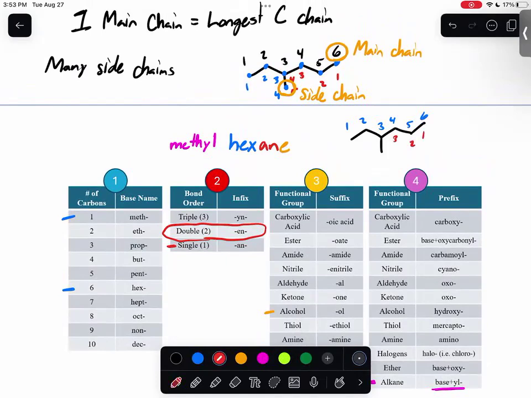But our locant is the one that is the lowest number possible, and we see that the methyl group is on carbon 3. So whenever we put the locant in, this is 3-methylhexane. So this is kind of how main chains work versus side chains. But you can notice that things can start to get very complicated very quickly.